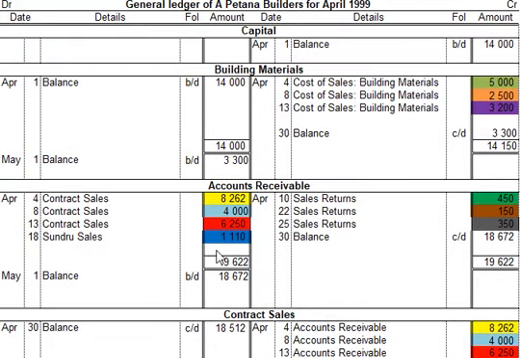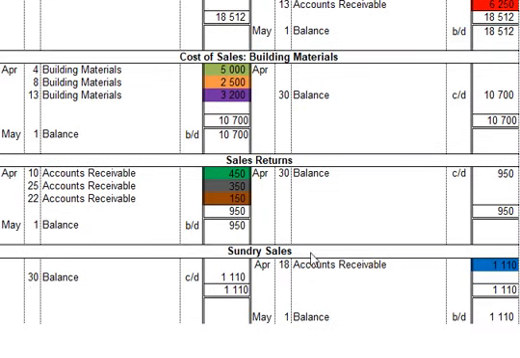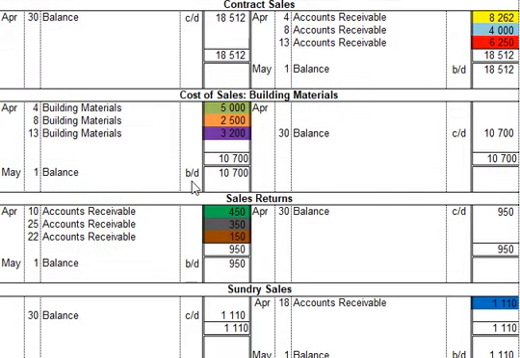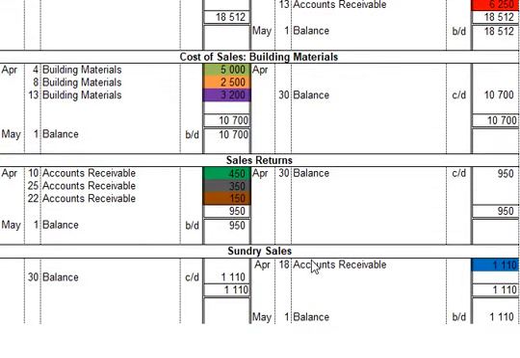Okay, then the 13th is another sale. You can go through that one. You'll find the colors. I've connected them for you. 18th is a sundry sale. We sold off some old material. You've done one of those before as well. So you can have a look at the sundry sale, a credit sale again. So debit accounts receivable and credit the sundry sale. You've done that as well.